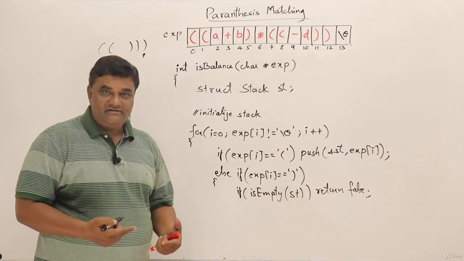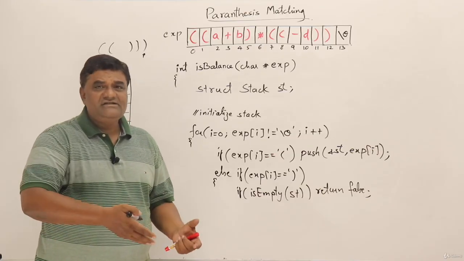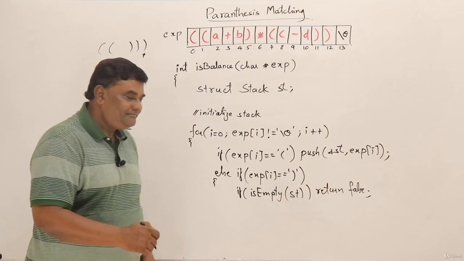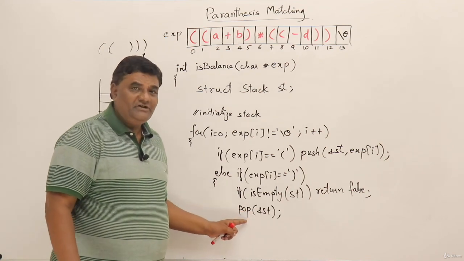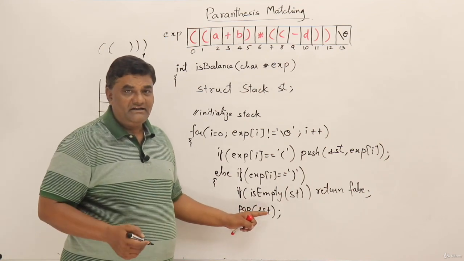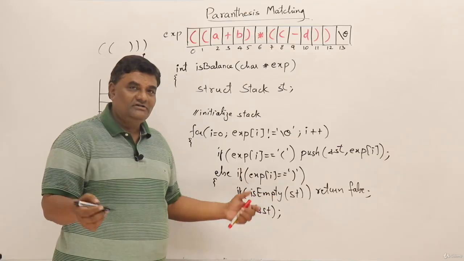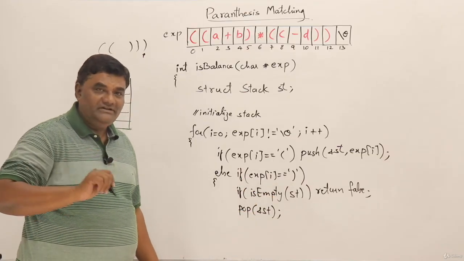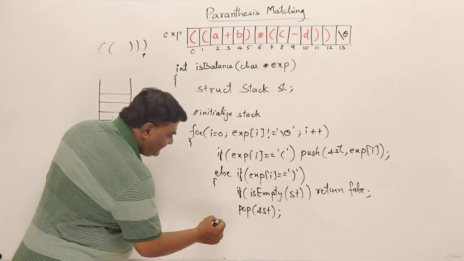If matching is there, the stack is not empty, then just pop out and continue. So this is pop out. The pop function again takes the address of the stack. So it will simply pop out a symbol, that's all. And we will continue, we will not do anything. So this else part closes here.